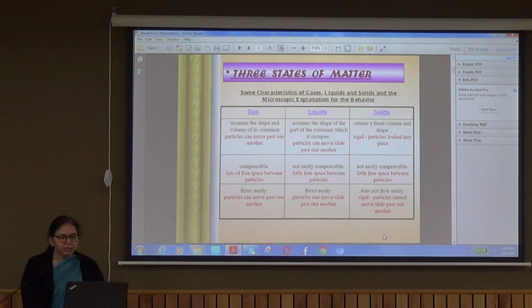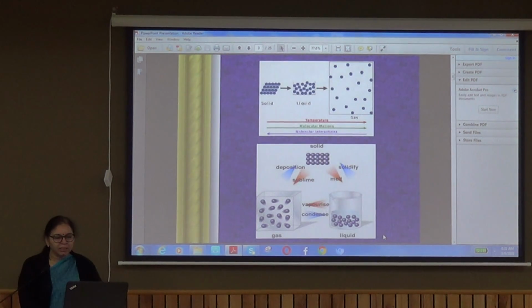While liquids do not have a fixed shape but have a fixed volume. They are not easily compressible, and they flow easily. While solids have fixed volume and fixed shape, they are not compressible, they are rigid. Now you can see the structures of solid, liquid and gas.